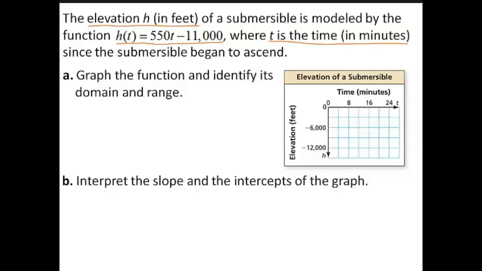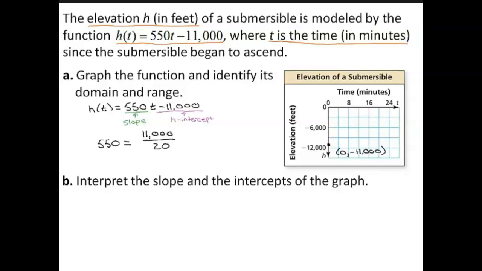in quadrant 4. The function h of t equals 550t minus 11,000 is already in slope-intercept form, so the slope is 550 and the h-intercept is -11,000. Because the h-intercept is -11,000, plot the point 0, -11,000. The slope is 550, which can be rewritten as 11,000/20. So plot a point that is 11,000 units up and 20 units right of the point 0, -11,000. Then draw a line segment through the points.